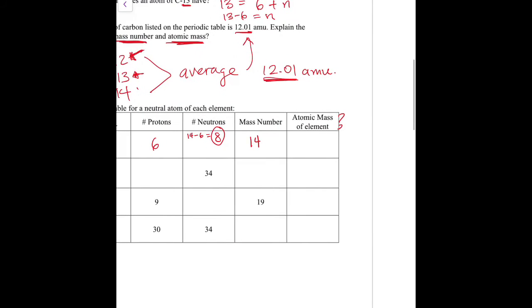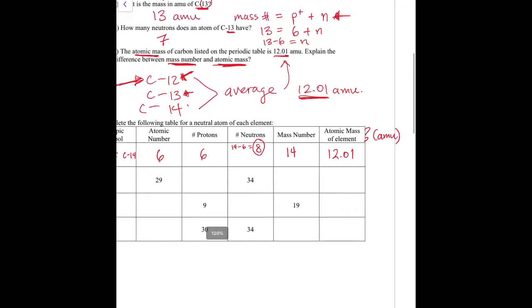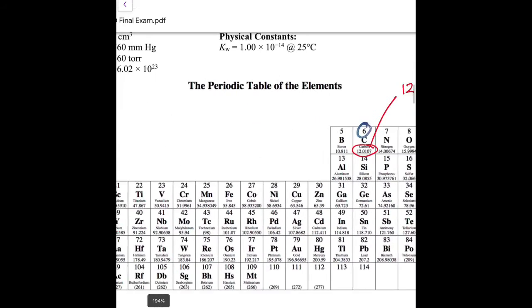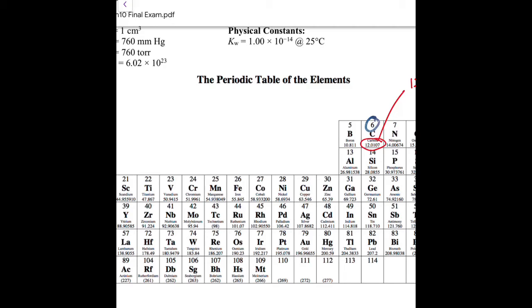Okay? So that's 12.01. The unit here is AMU for all of them. Great. All right, so let's do the second isotope here. It has an atomic number of 29. Okay, I'm going to zoom out again. So we go to atomic number 29, which is copper.